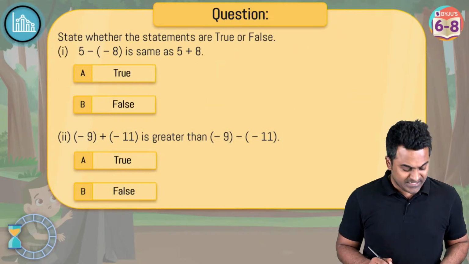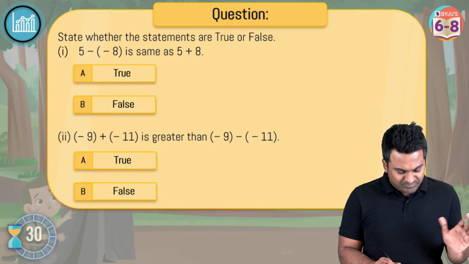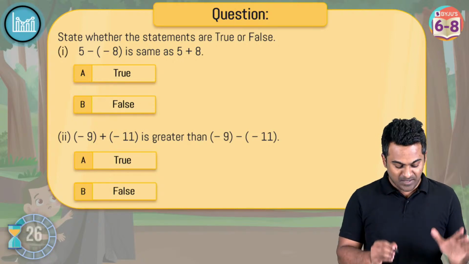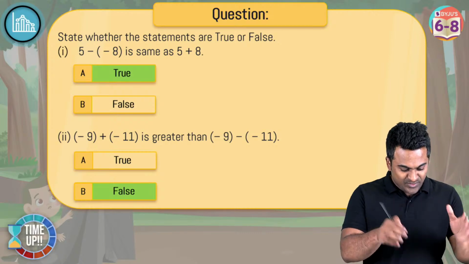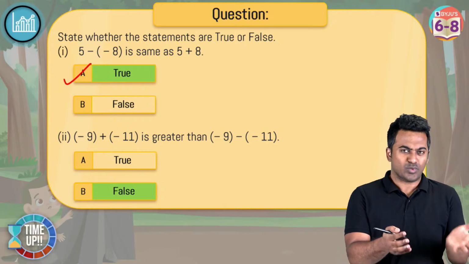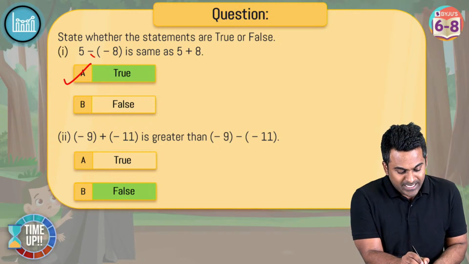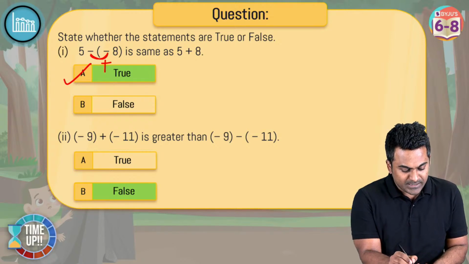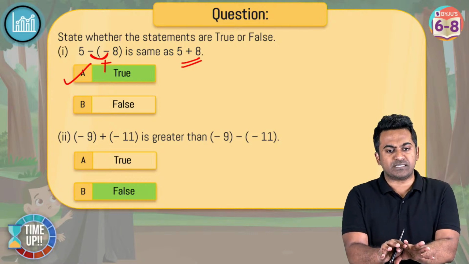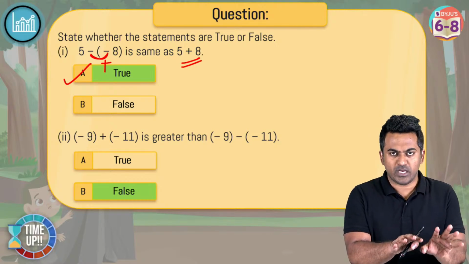Okay, so true or false statements. 30 seconds because we've already gone through till 40 minutes. Let's reveal the answers very quickly. So this is going to be true, right? I'm sure you guys understand that because minus of minus will make this a plus. So 5 minus of minus 8 is going to be same as 5 plus 8. Yes, this is going to be true.